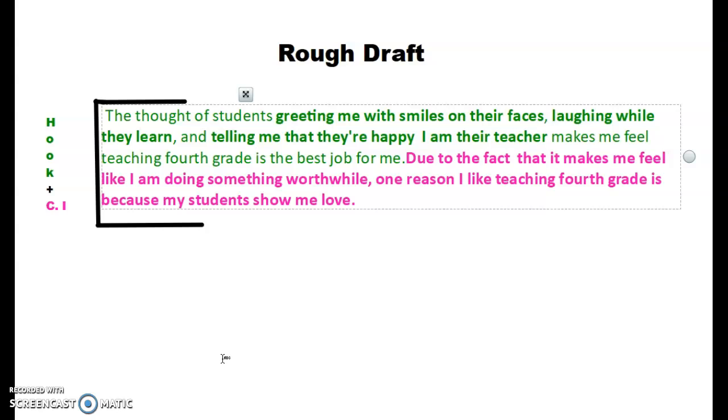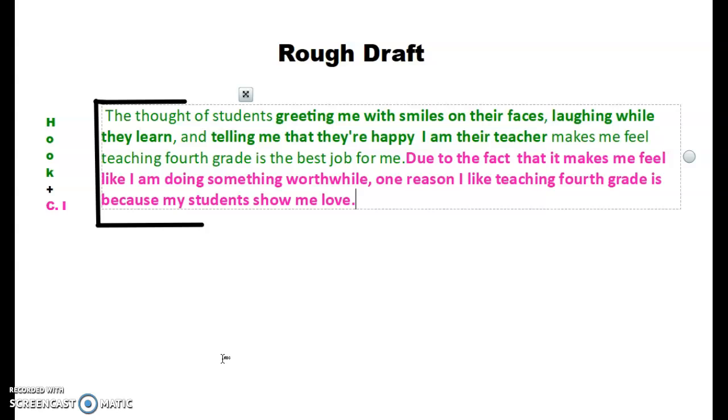So it would sound something like this. The thought of students greeting me with smiles on their faces, laughing while they learn, and telling me that they're happy I am their teacher makes me feel teaching fourth grade is the best job for me. Due to the fact that it makes me feel like I am doing something worthwhile, one reason I like teaching fourth grade is because my students show me love.